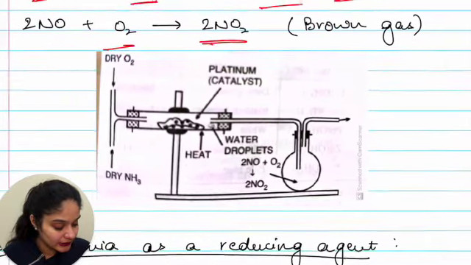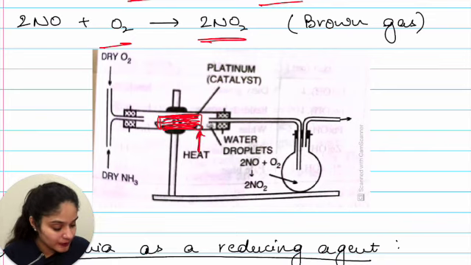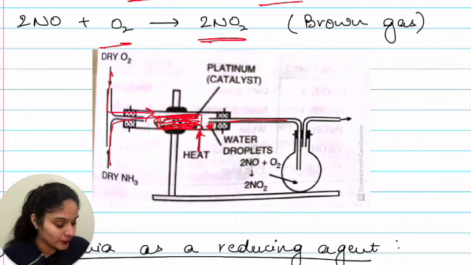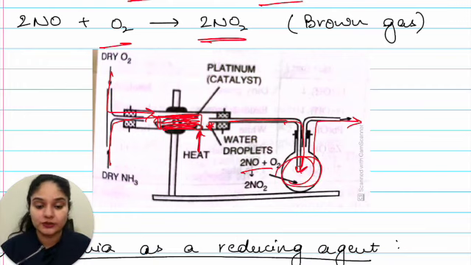You can see the diagram right here. This is the portion where you have the platinum catalyst. You are providing heat to it. Dry ammonia is entering from here, and dry oxygen is coming in here. Further on, you see water droplets being deposited in this part. Moving on, you have the gases coming out. NO plus O2 would give you NO2. NO2 is collected here and eventually collected in a different apparatus.